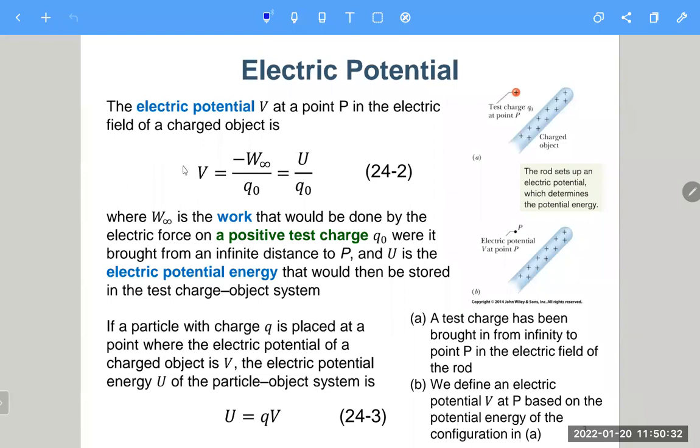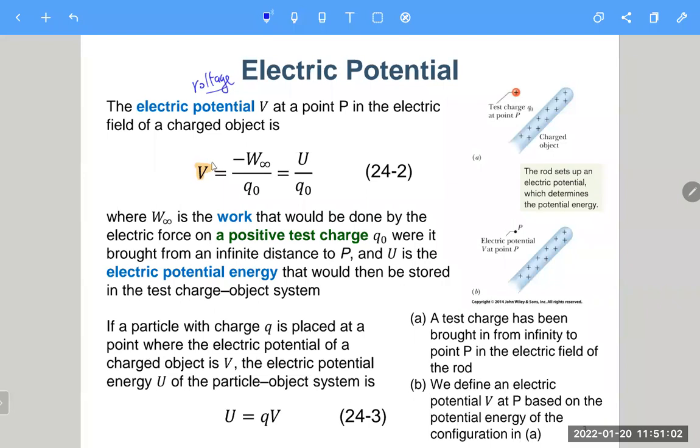So we usually use V to specify the potential or the electric potential. In circuit theory, we usually call it voltage rather than potential, but for physics guys, they will still call it potential.